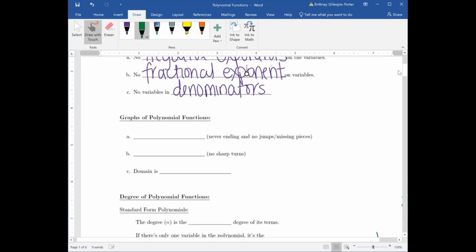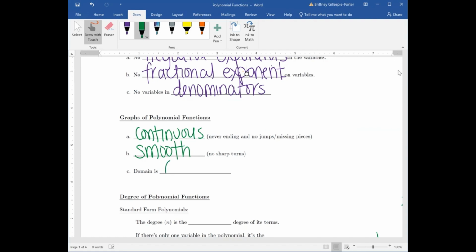The cool thing about polynomials is that they are continuous. They are never ending. They have no jumps, no missing pieces. The way I was taught, continuous means that you can draw it without lifting your pencil. They are smooth, which means no sharp turns. Like some of you may remember the absolute value, where it's a sharp V. None of those.